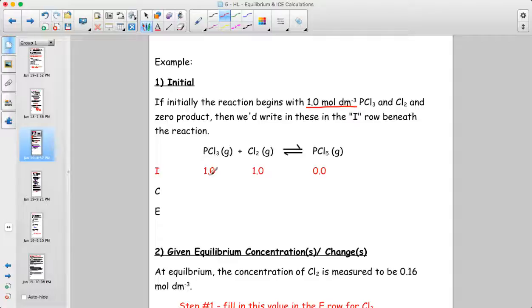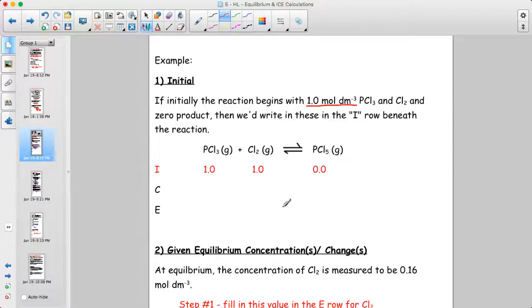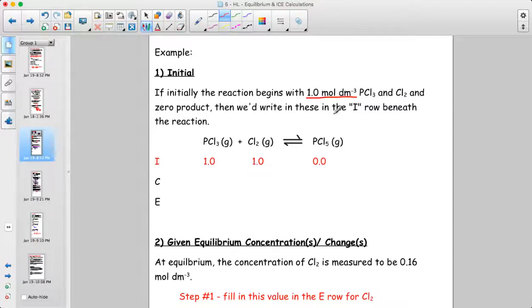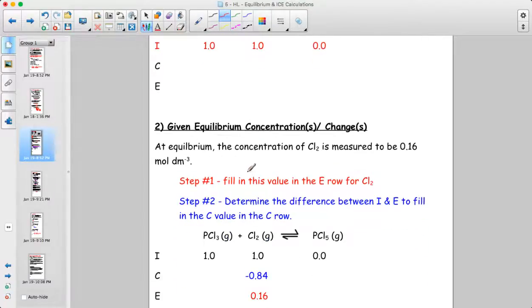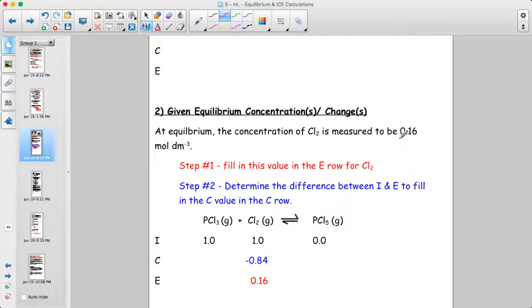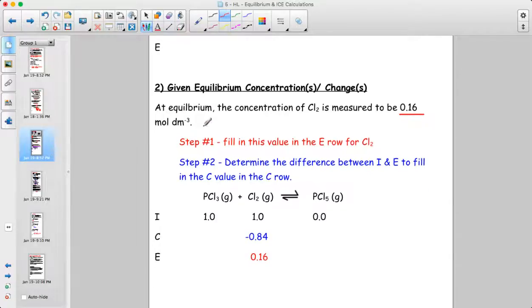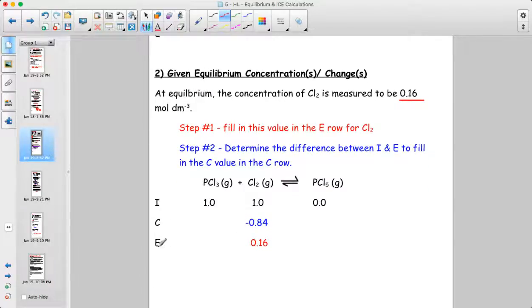So we would set up the I of the ICE calculation. We put the concentration beneath each substance in the reaction. So that part's pretty simple. It's really just reading the question and putting the numbers in the appropriate place. And let's say the question then went on and said, at equilibrium, the concentration of Cl2 is measured to be 0.16 mole per dm cubed. All right, so based on that new information, that's an equilibrium concentration. So we're going to plug 0.16 in for the E value, because we're told one equilibrium concentration.